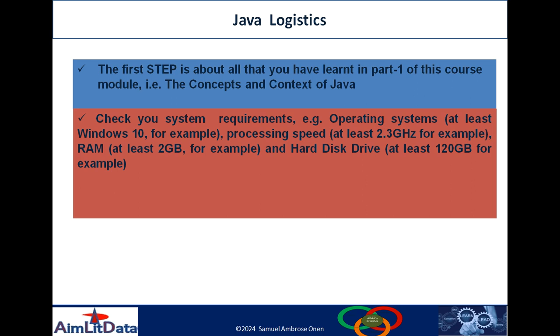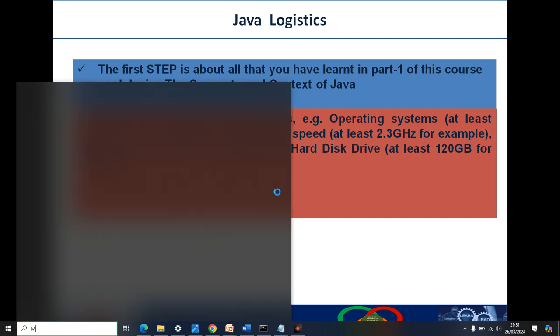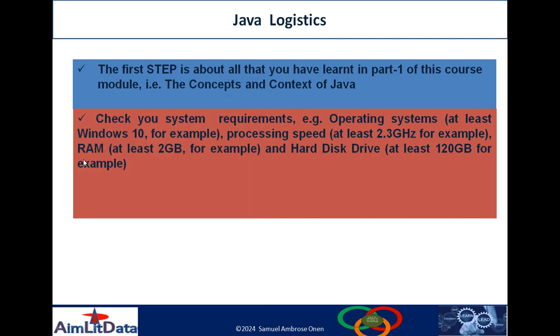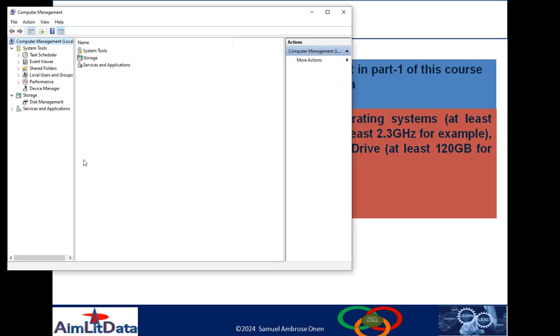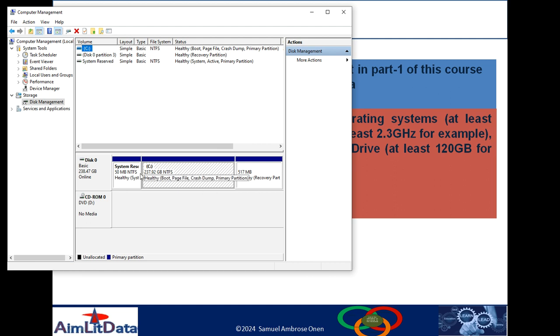We have looked at tasks such as My PC, for example. From here, you can right click and then go to manage to see the partitions of the system, and that will give you a rough idea about the hard drive of your system. When you go to this management here, you will see that we have three partitions, and all these are primary partitions.